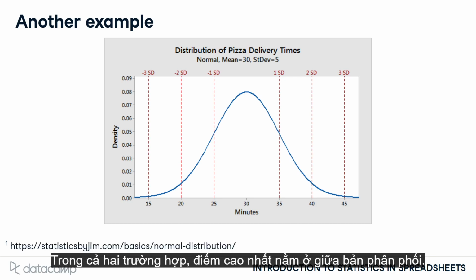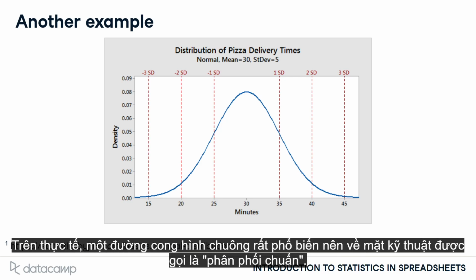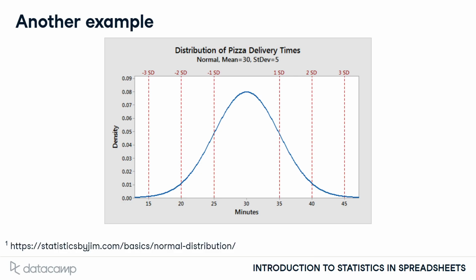In both cases, the highest point is in the middle of the distribution. Put another way, the most frequent value is the highest point. The curve here is symmetrical, meaning it flows to either side of the point. The resulting shape is similar to a bell, so this distribution is often called a bell curve. In fact, a bell curve is so common it is technically called the normal distribution.